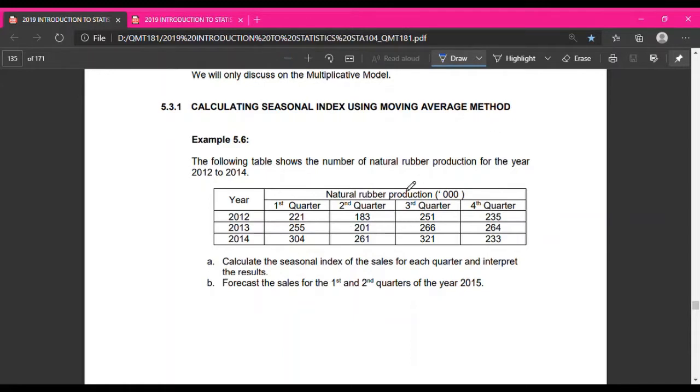You have seen this before, right? This is our data. The variable here is the production of natural rubber in 1000. Our Y variable is the production of natural rubber from year 2012 until 2014, and we have seasonal data by quarter. We have 4 quarters. Calculate the seasonal index of the sales for each quarter and interpret the results.